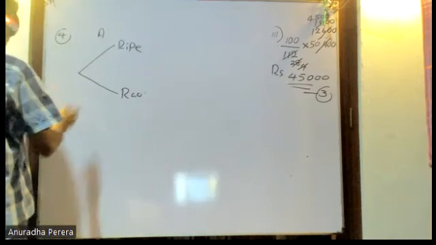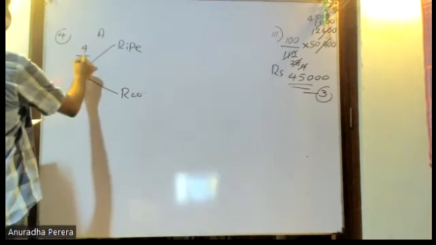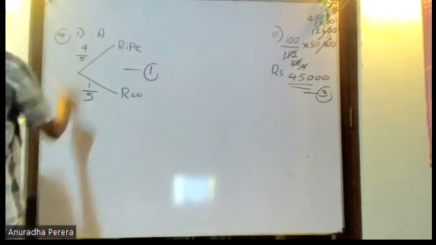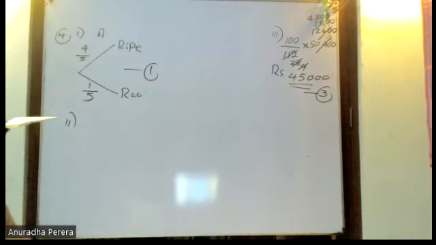4 over 5, 1 over 5. To mark this, 1 mark. And the second one, there are exactly 6 ripe mangoes of the same type, shape, and size as the above mango in bag B.